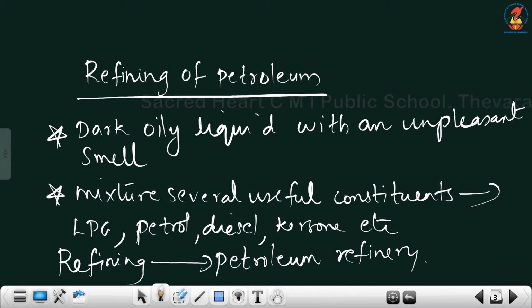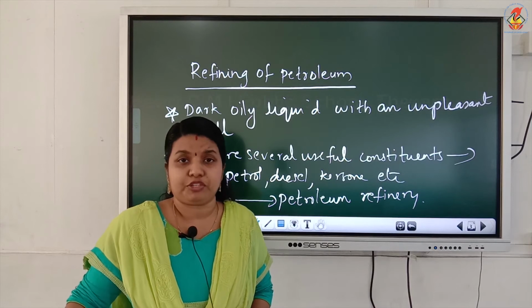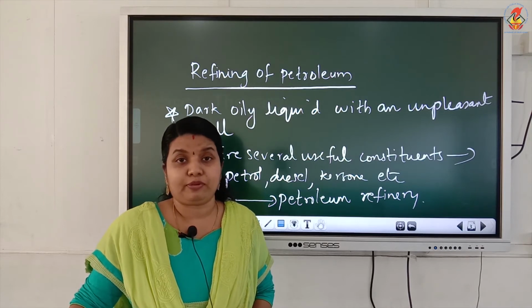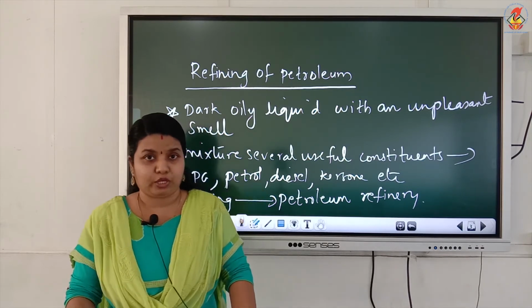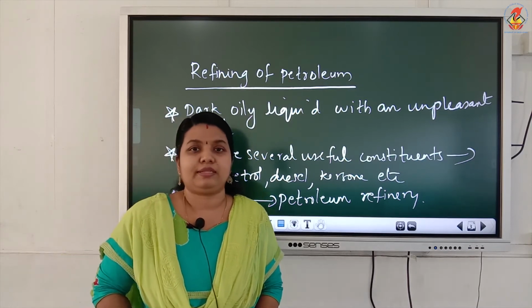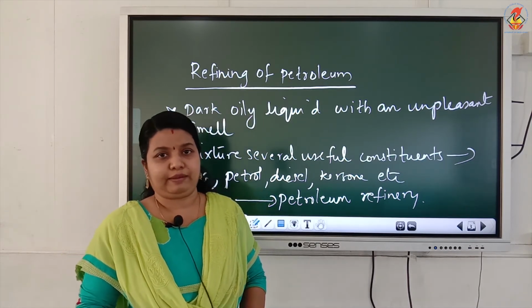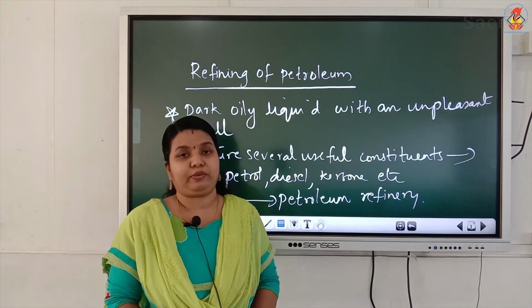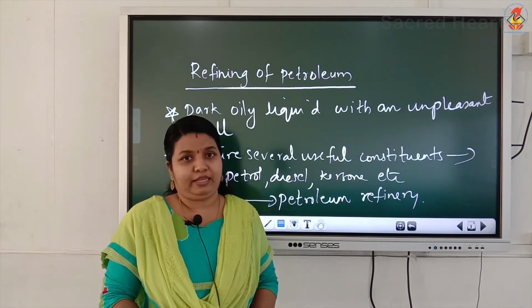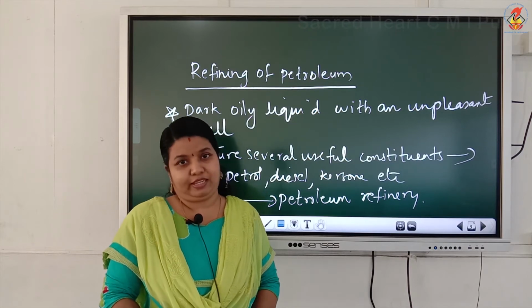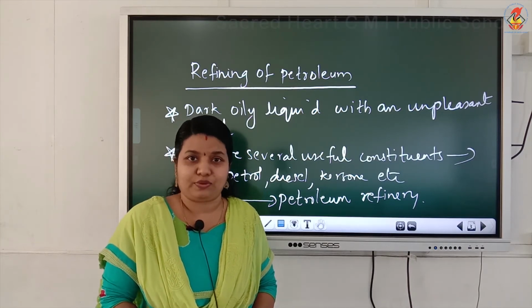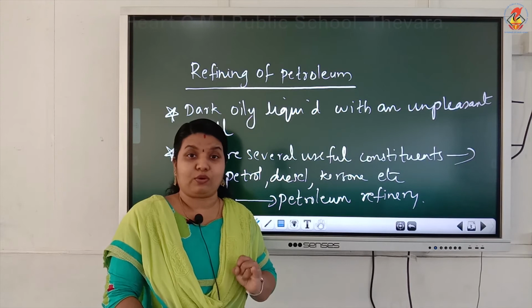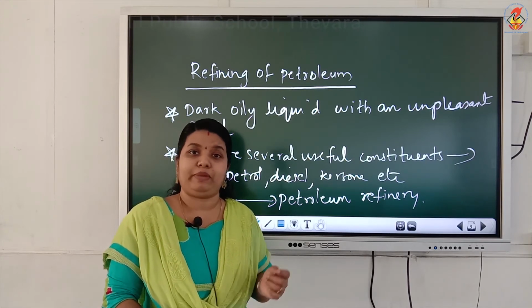Okay. So, petroleum is a dark oily liquid with an unpleasant smell. It is a mixture of several useful constituents like LPG. What is the full form of LPG? Liquefied petroleum gas. It is not liquid, it is liquefied petroleum gas, petrol, diesel, kerosene, etc. And the process of separating the various constituents or fractions of petroleum is known as petroleum refining, and it is carried out in a petroleum refinery. Now we have to see what are the various constituents or fractions of petroleum and what are their uses. That is very important. Name the various constituents or fractions of petroleum and mention their uses.